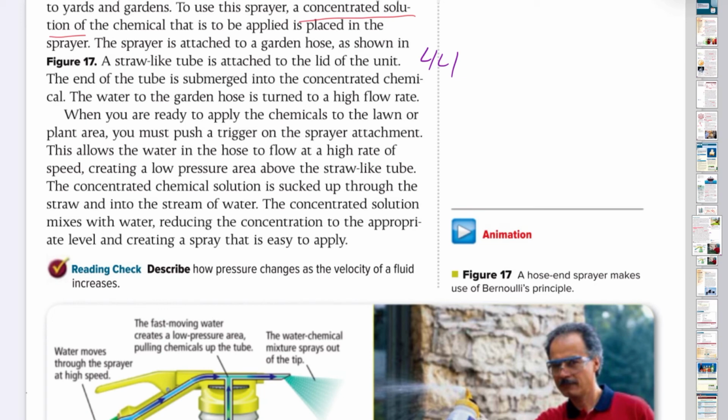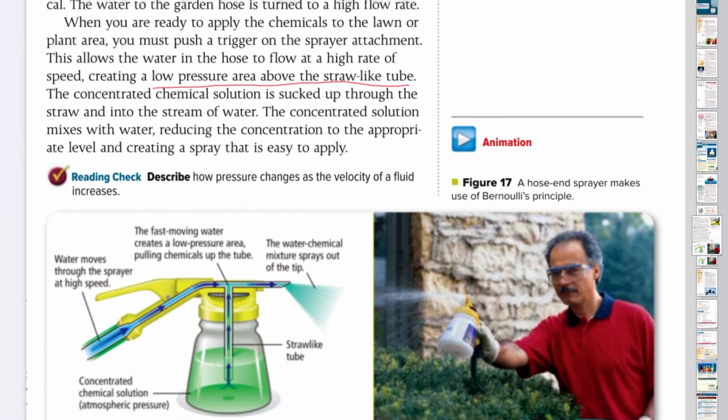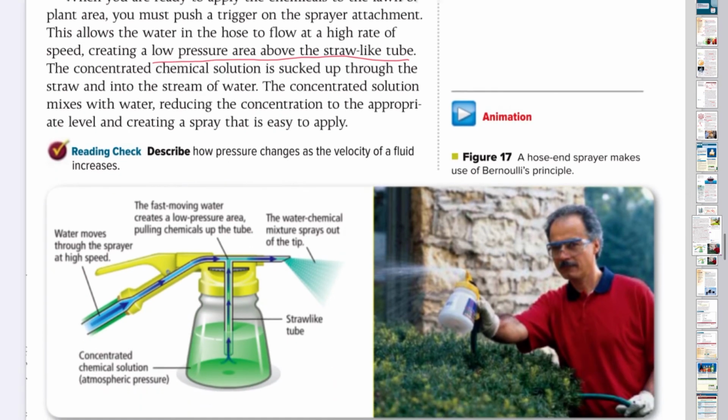When you're ready to apply the chemicals to the lawn or plant area, you must push a trigger on the sprayer attachment, and this allows the water in the hose to flow at a high rate of speed, creating a low pressure area above the straw-like tube. The concentrated chemical solution is sucked up through the straw and into the stream of water. This concentrated solution mixes with water, reducing the concentration to the appropriate level and creating a spray that's easy to apply.